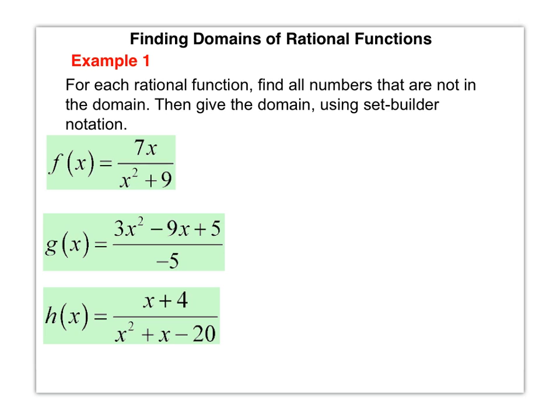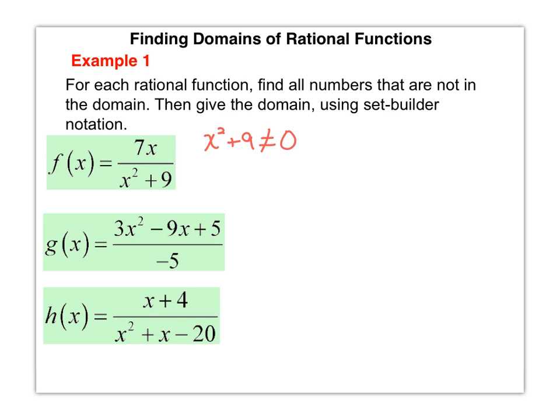For these examples, we're looking at each rational function and finding all the numbers that are not in the domain. Then give the domain using set builder notation. So our first rational function is f of x equals 7x divided by x squared plus 9. The domain is all the real numbers except what values of x would make the denominator equal to 0. The denominator in this case is x squared plus 9, and we want to know if there are any possible values of x that would make this equal to 0.